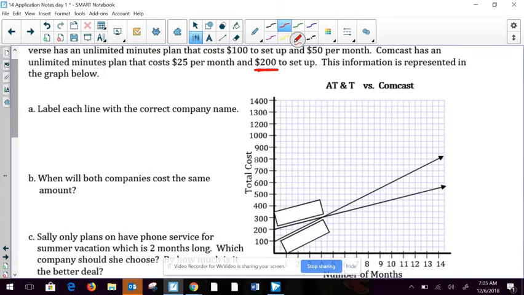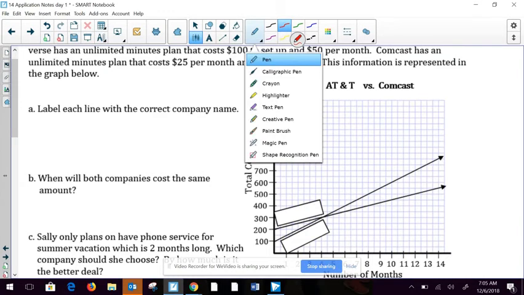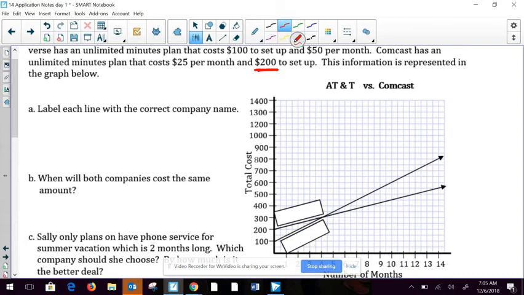So letter A is saying, put the company name on the correct line. So the way I do this is I think about, what is a setup plan? All right, so what am I setting up? Well, I know that AT&T costs $100 to set up. So this line on the bottom, AT&T, starts at 100. I also know that Comcast starts at 200, so the line on top starts at 200. On this graph, it tells us the total cost is on the left and the number of months that go by is on the right. Okay, so I labeled my graphs with the correct company names.